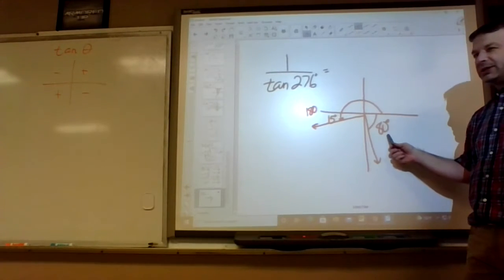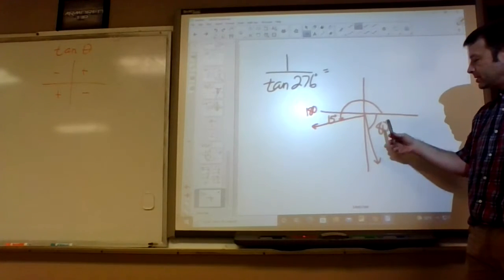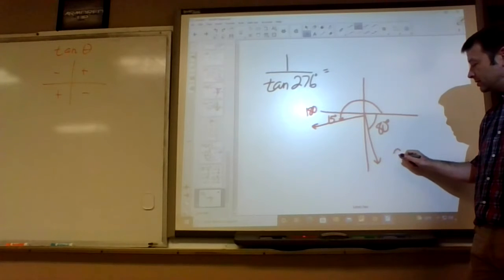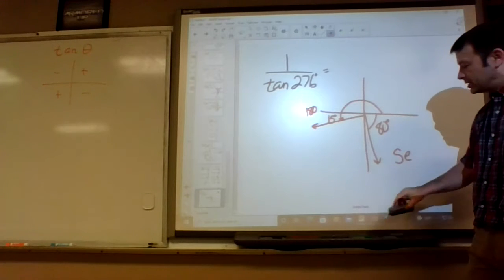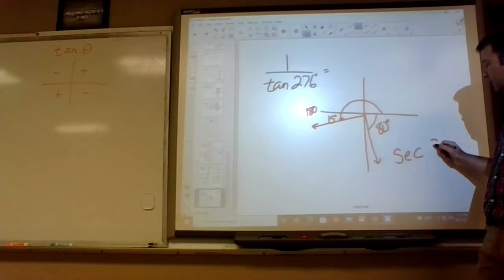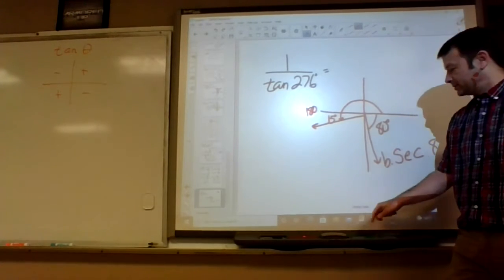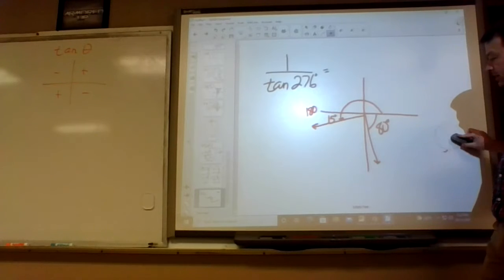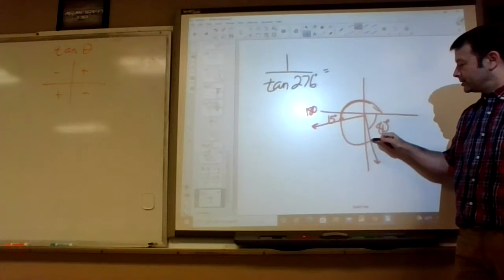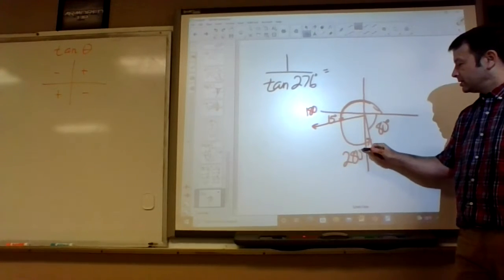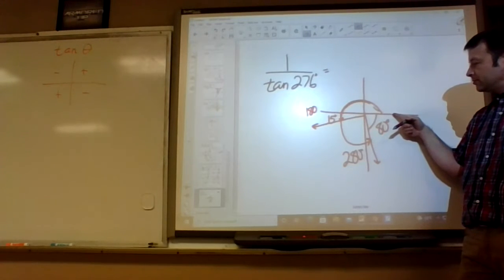So secant is the reciprocal of cosine. Is cosine positive or negative right here? Positive. So it's going to be positive secant of 80 degrees. And you got the 80 degrees going back to 280, which is what this angle was. If it's in the fourth or first quadrant, it's how far is it from 360? Or how far is it from 0?